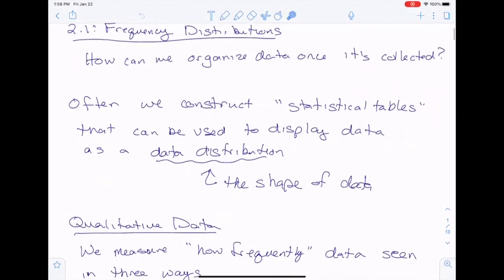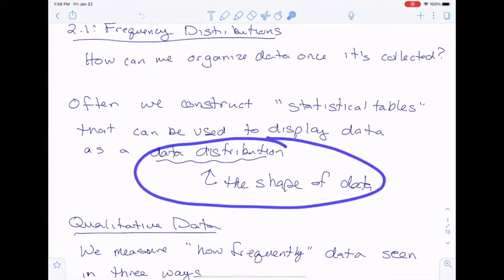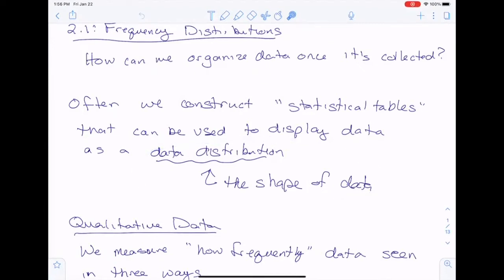And what these tables will do, and one of the words that will come up in later chapters that's really important, is displaying the data this way will help us see the data distribution or the shape of the data, right? The distribution of our data set will be really important when we go to make inferences on it. If I know how it's distributed, I can make better and better inferences. So we're going to break this down for the different pieces of data.